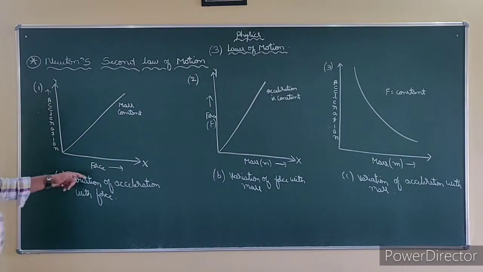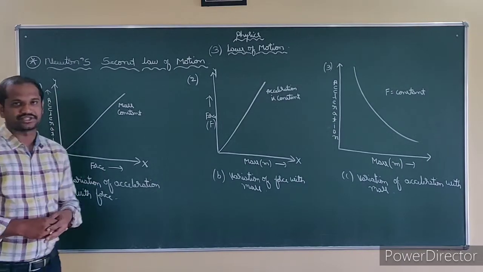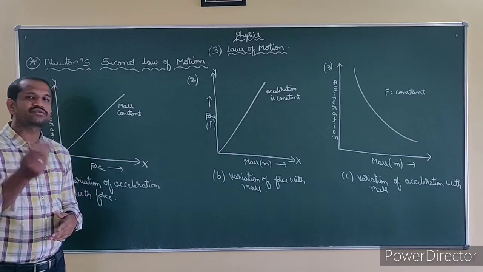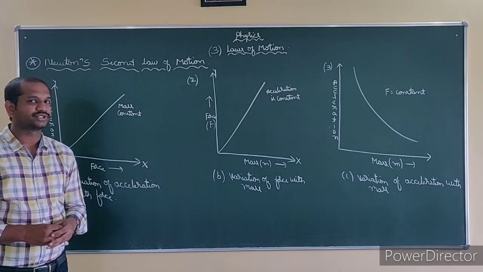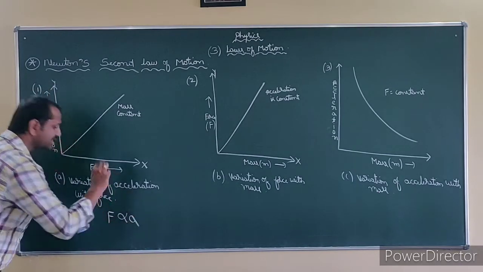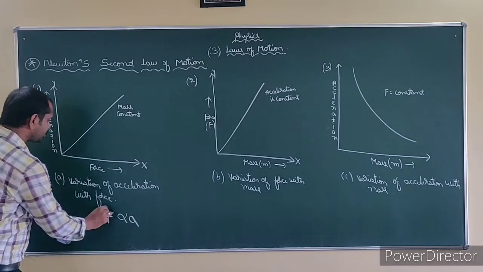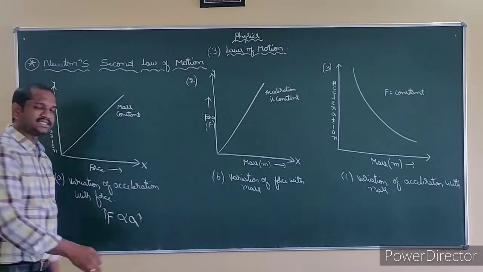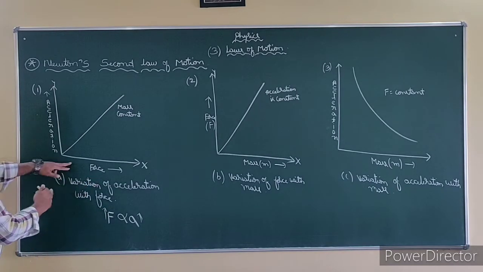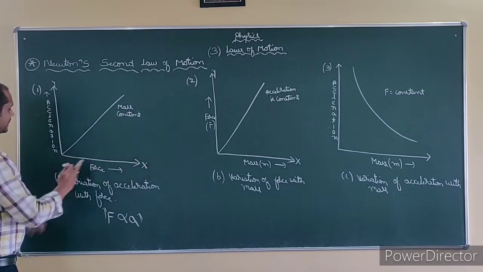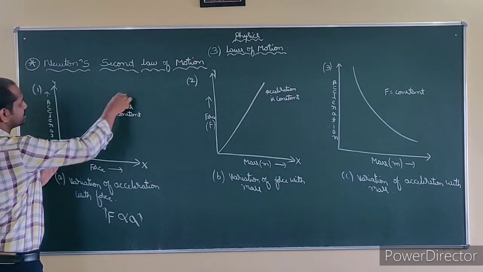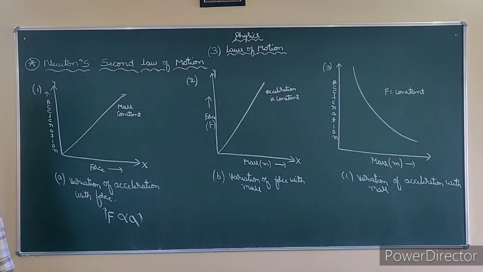See, the first graph I am plotting is force versus acceleration. Force I have taken on the x-axis and acceleration on the y-axis. How are force and acceleration related in Newton's second law of motion? We already know that force is directly proportional to acceleration. So if force increases, acceleration also increases. If force decreases, acceleration also decreases. So we can see here, with force increasing on this side, acceleration is also increasing. Understand?